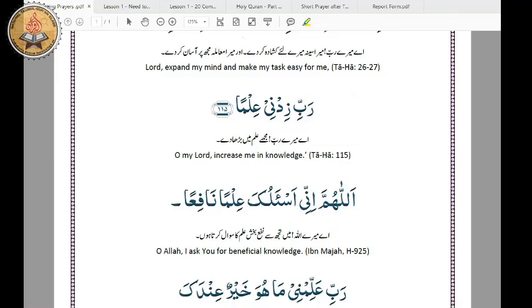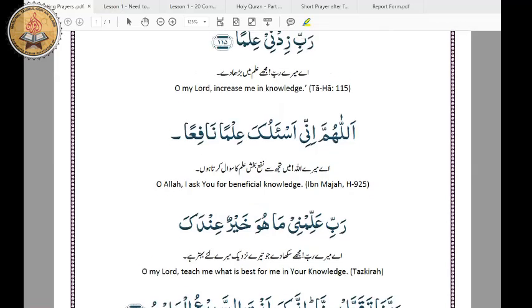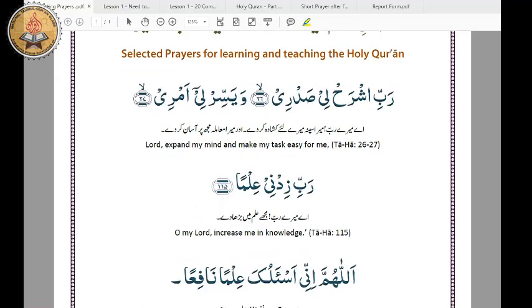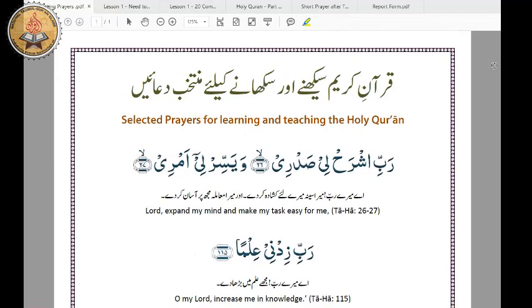Oh Allah, I ask you for beneficial knowledge. I think for today, these ones are enough, the first three ones we did. I hope everybody was repeating after me.